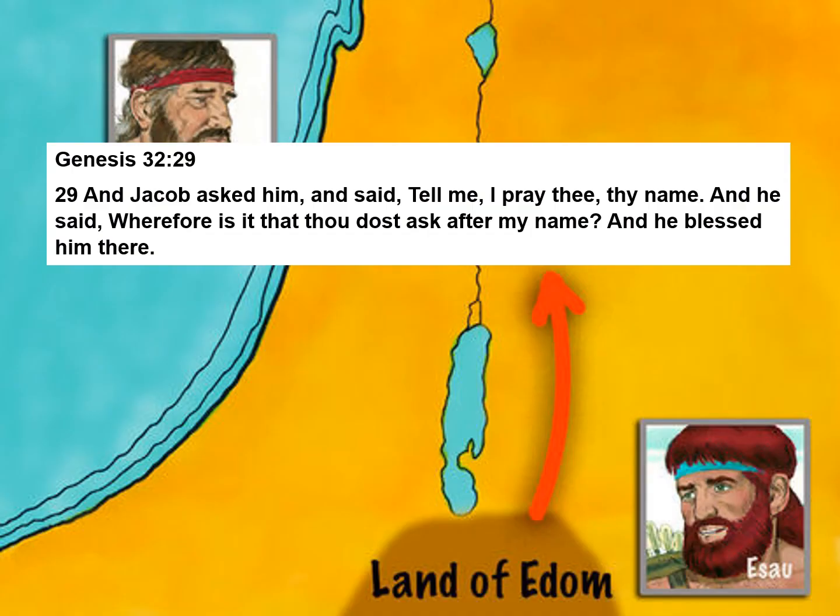Genesis 32:29. And Jacob asked him and said, Tell me, I pray thee, thy name. And he said, Wherefore is it that thou dost ask after my name? And he blessed him there.